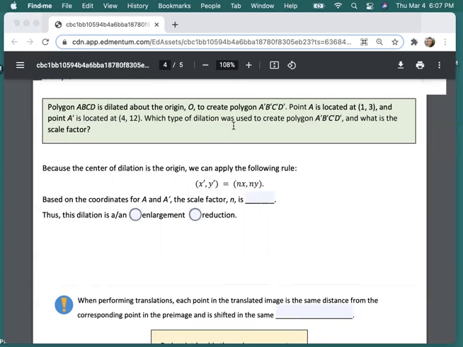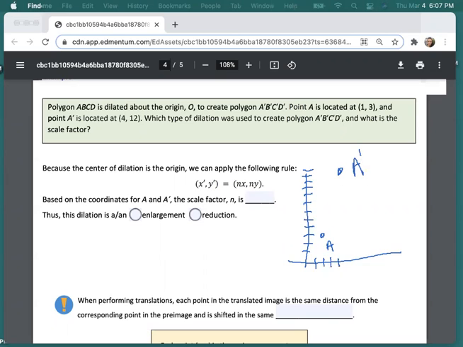So if we have from the origin 1, 1, 2, 3, like here's the original point A, and the new point A is at 4, 2, 3, 4, 2, 3, 4, 5, 6, 7, 8, 9, 10, 11, 12. So here's the new point A. Pretend that's a straight line.